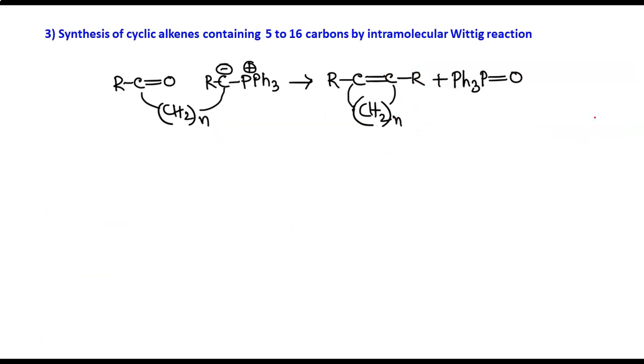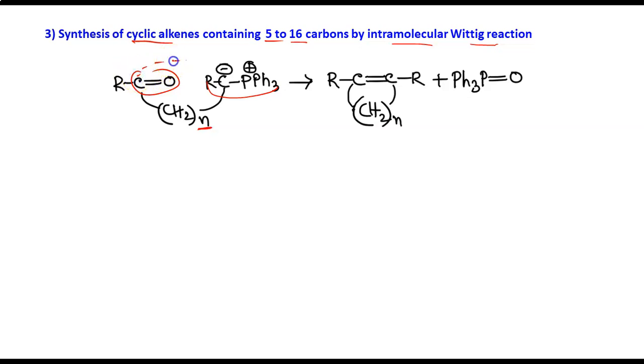Number 3, synthesis of cyclic alkenes containing 5 to 16 carbons. See, this is a huge number, right? As minimum as 5, which is a very small ring, up to 16. So see, this variation, the range of number of carbon, is very high by intramolecular Wittig reaction. Intramolecular Wittig reaction means now the carbonyl group and the ylide part both are present in the same molecule, and this number N can vary.